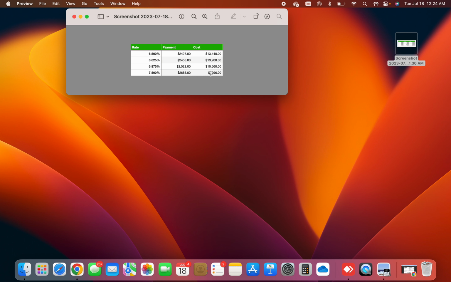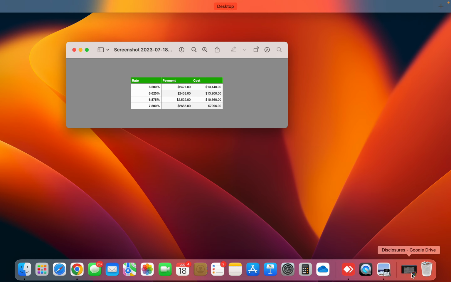Now consider that this payment amount does not include taxes and or insurance or any homeowners association, which is not your case, but it's just important for you to know that it's only your principal and interest payment, okay? Once again, the lower the rate, higher the cost, higher the rate, lower the cost, okay?